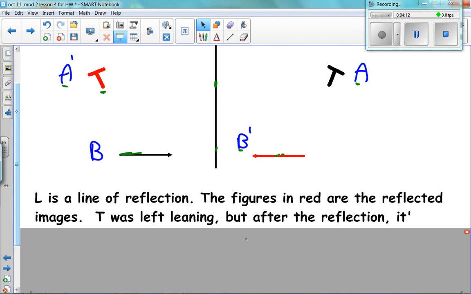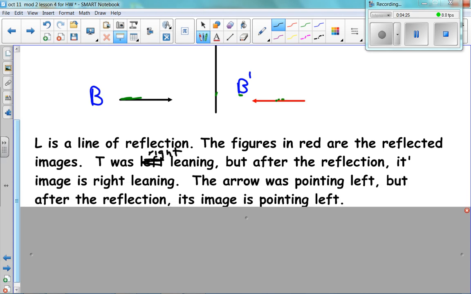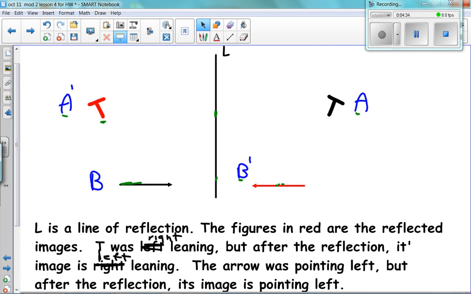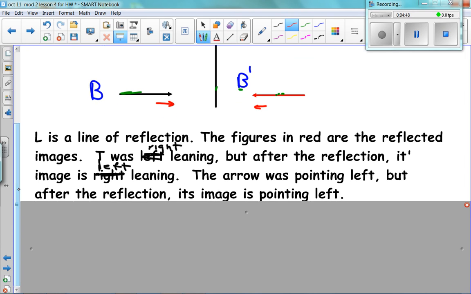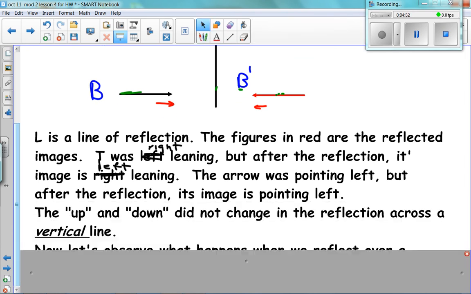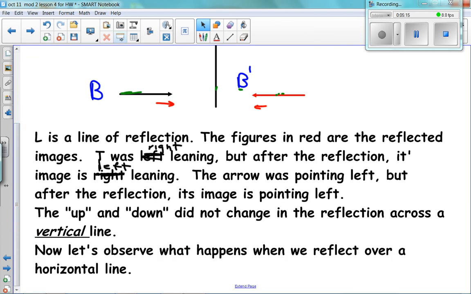T was right-leaning, it's leaning to the right, but after the reflection, its image is left-leaning. Image B was pointing to the right, now it's pointing to the left. That's the other change. The up and downness did not change. The cross in T on the top, and the cross in T in the pre-image is still on the top. So they're still on the top, so that didn't change. The up and downness didn't change, just what changed was left to right.